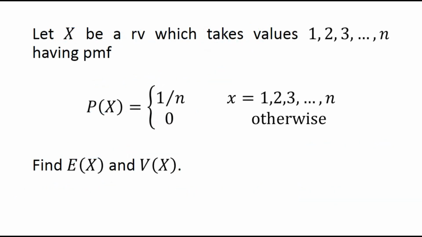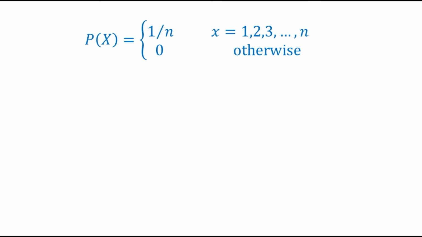Next question. Let x be a random variable which takes values 1, 2, 3 till n, having probability mass function as this. Find E(x) and V(x). So here we have been given this probability mass function, and we need to calculate the expected value of x and variance of x. So let's first calculate expected value of x.